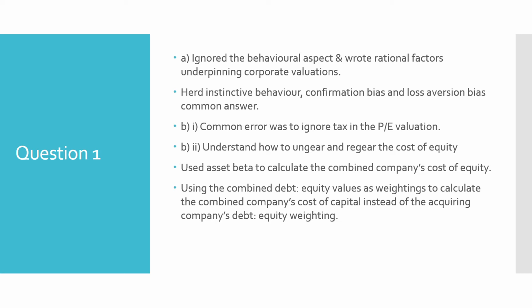Another mistake, the third mistake, was to use the pre-tax cost of debt in the weighted average cost of capital working. In your case study, you have been given a pre-tax cost of debt of 9.8%. But when you use WACC, you have to take the after-tax, post-tax cost of debt, not the pre-tax cost of debt. So you have to take out the tax effect.